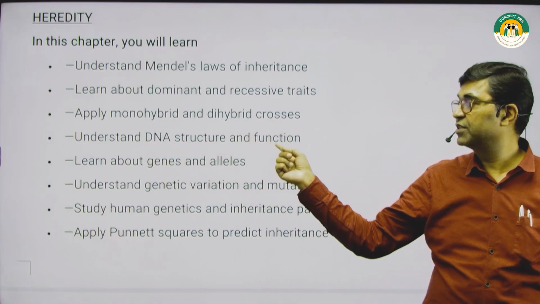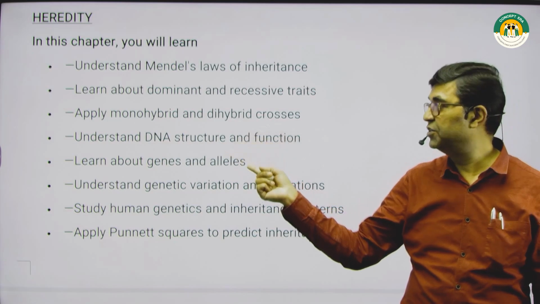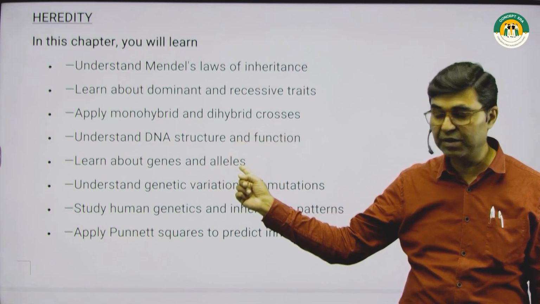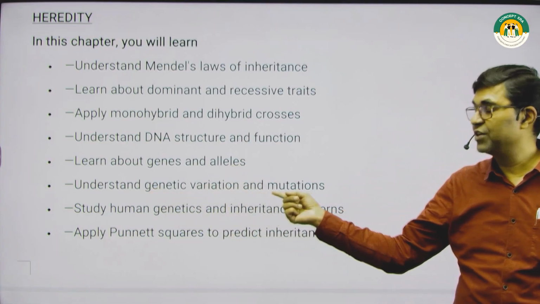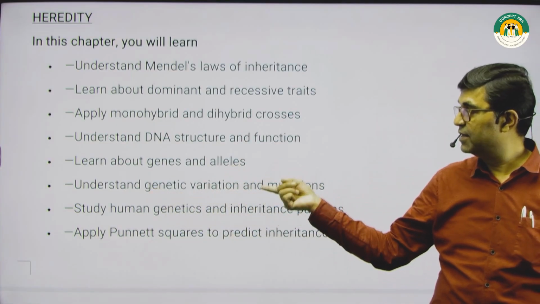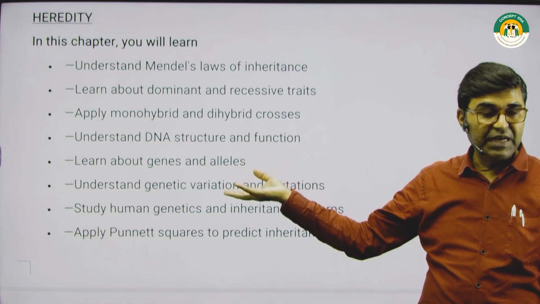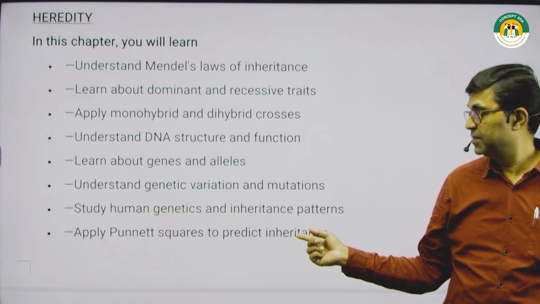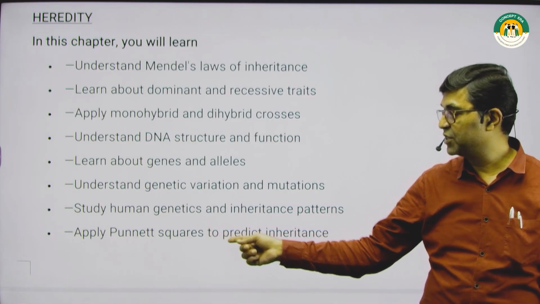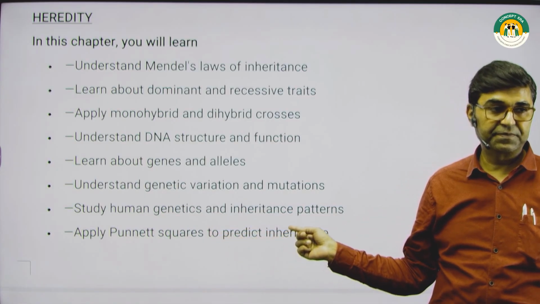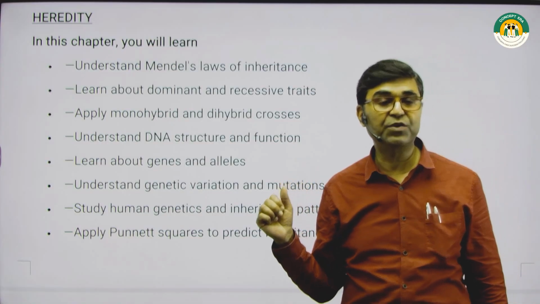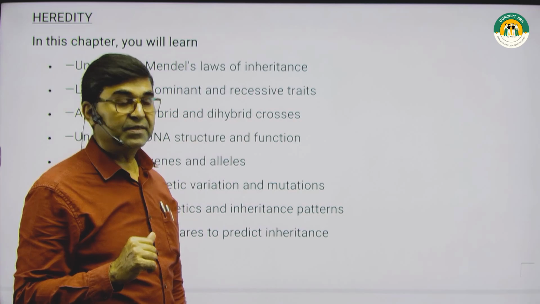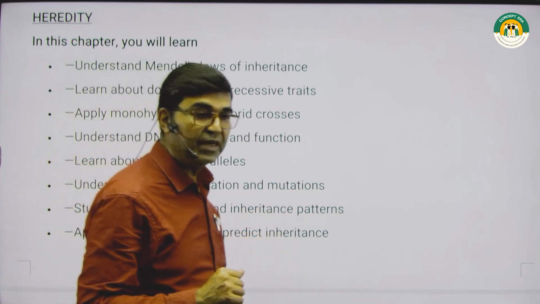Understanding the DNA structure and functions, DNA and genes. Learn about genes and alleles, an important portion. Understand genetic variation and mutation, and this in turn diverges into evolution. Study human genetics and inheritance patterns and apply the Punnett square to predict inheritance. The questions regarding blood groups, the questions regarding different or contrasting traits, that you have to attempt with the help of the Punnett square.